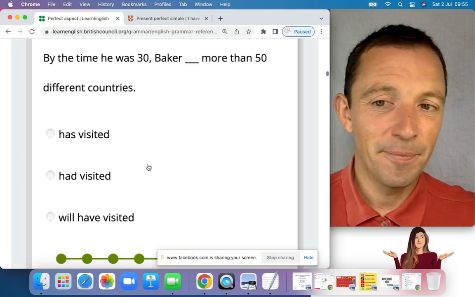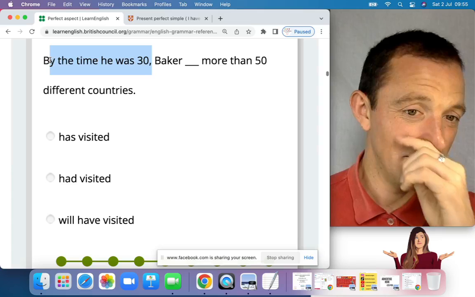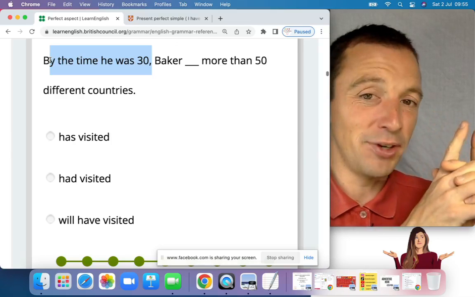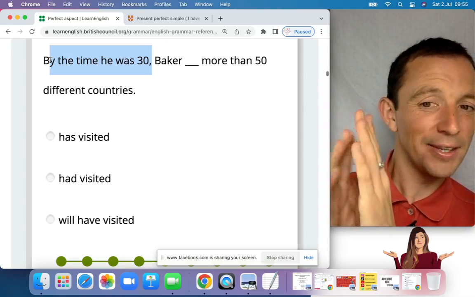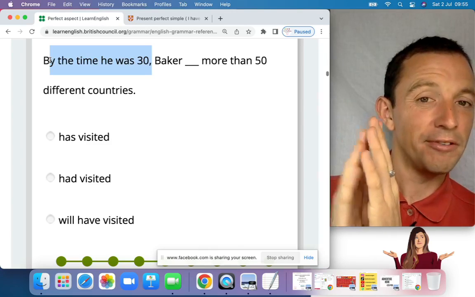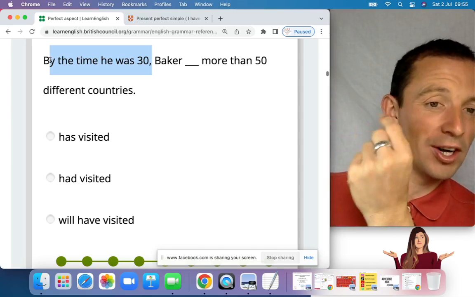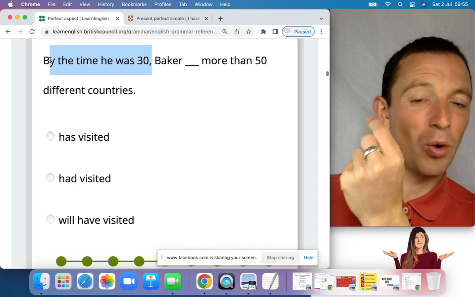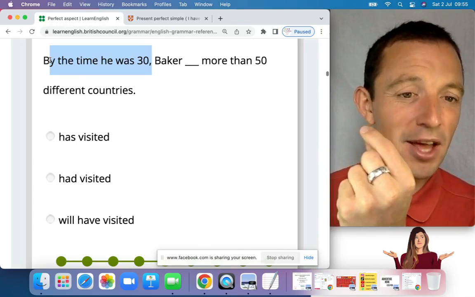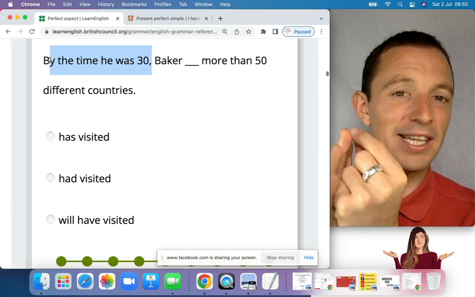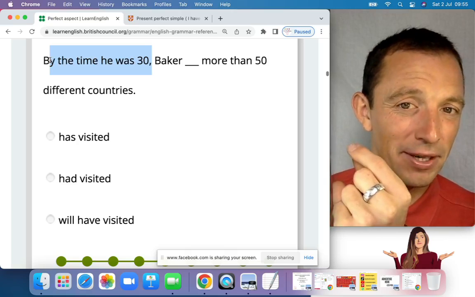Number 5. By the time he was 30. So normally this structure, by the time, is the future, but in this case it's the past. By the time he was 30 in the past. Baker, more than 50 countries. So we want to describe the period of time before that particular perspective in the past when he was 30. So we need to describe the particular time in the past before up to that moment in the past. Therefore, this is the classic perfect example of the past perfect.